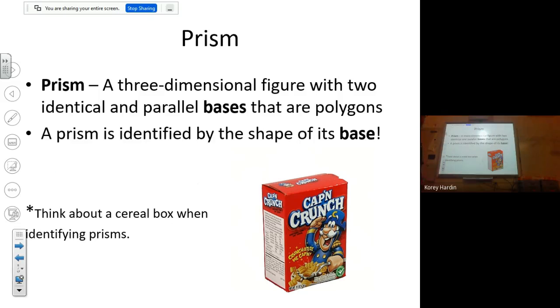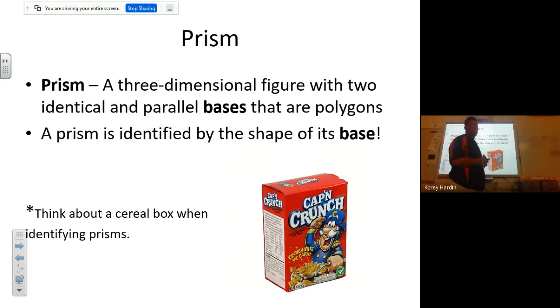Now, the next thing we have is a prism. A prism is a three-dimensional figure with two identical and parallel bases that are polygons. A prism is usually identified by the shape of its base. Same thing right here, okay? Please make sure to write this down. Now, you do think of a cereal box when you identify prisms. It looks like a cereal box, okay? You've kind of got that rectangular prism, cube, whatever it may be. But go ahead, pause the video, write this down, and then continue the video when you are done writing.